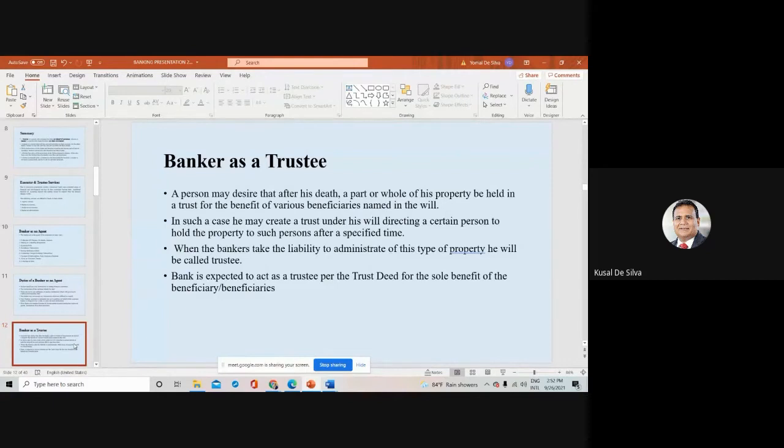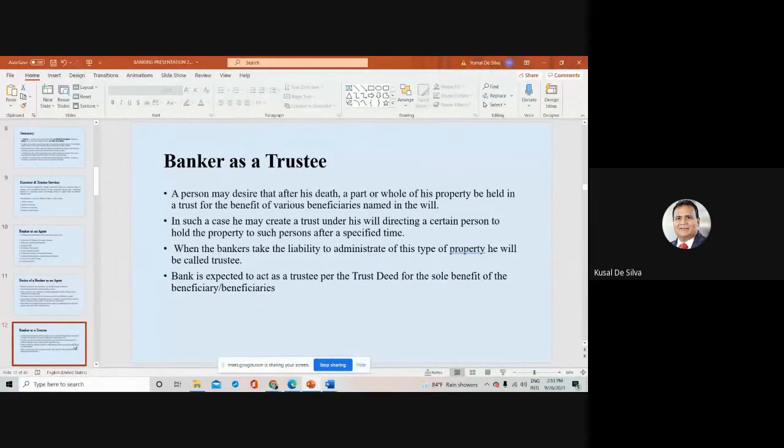Even after our death also we can do that. But while we are living, we can also set up a trust for a given purpose, and then open a trust account with the bank, then have a trust deed and operate this account according to the terms and conditions set out in the trust deed. So that is also possible.